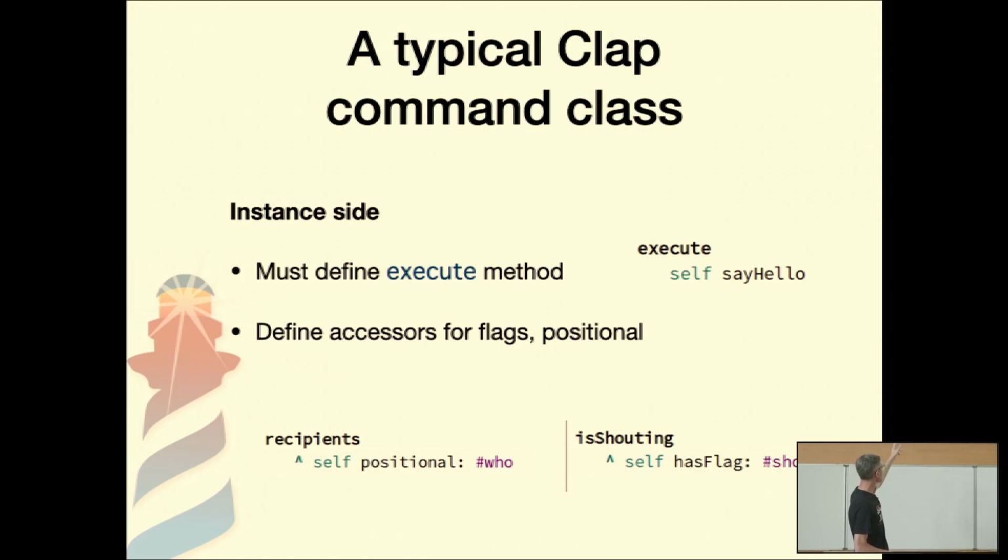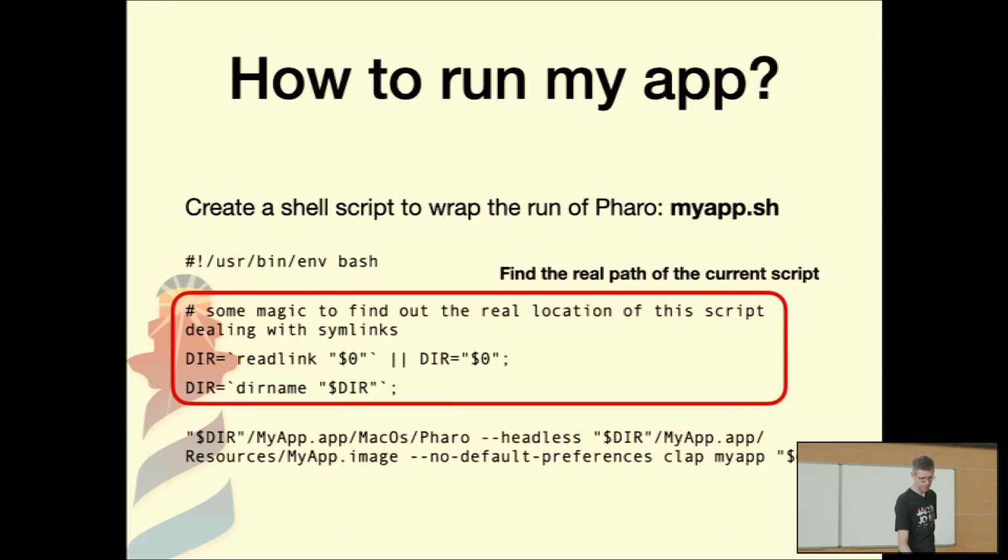To ask for a positional, you just give it the ID, and you will get back the value of this positional. For a flag, there is a method asFlag that will return you true or false, depending if the ID is found on the command line. Okay. For the command class, it's almost all you need.